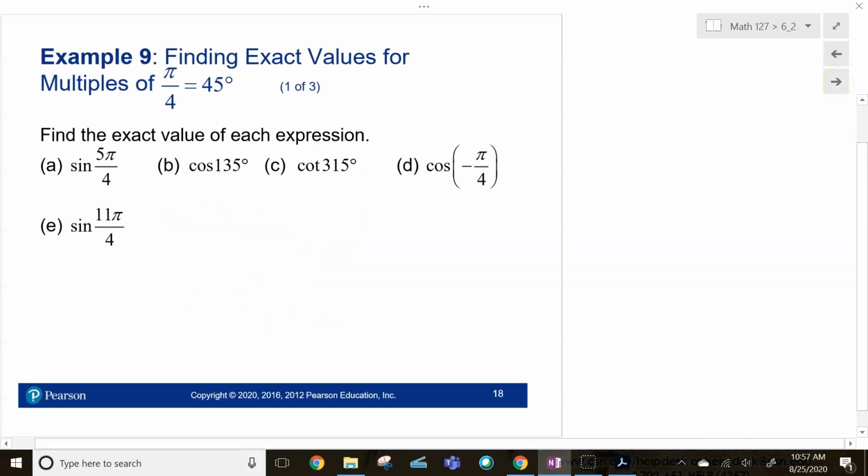Okay. Sine of 5 pi fourths. I'm actually, you know what, I'm going to stop right here. I'm already over time and will make another video at this point.